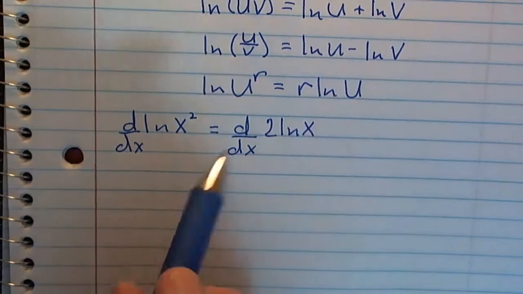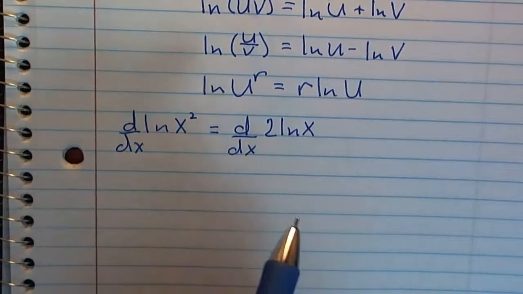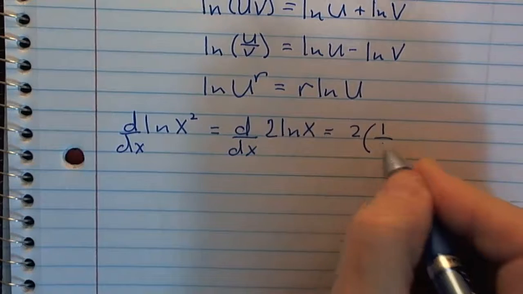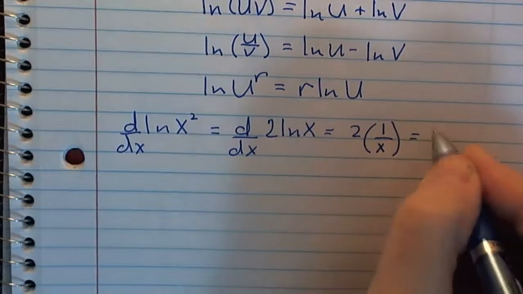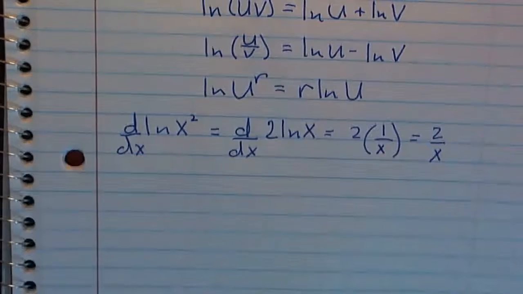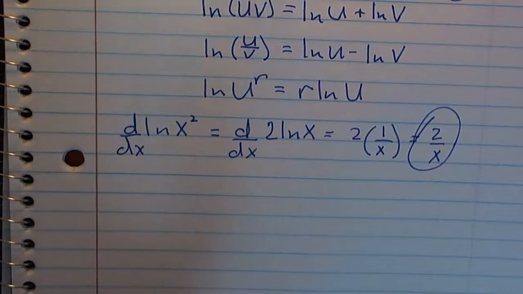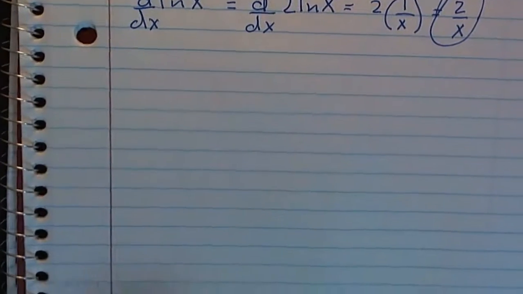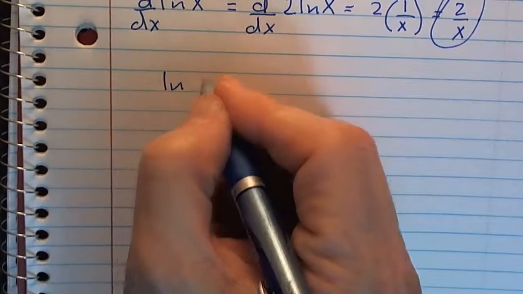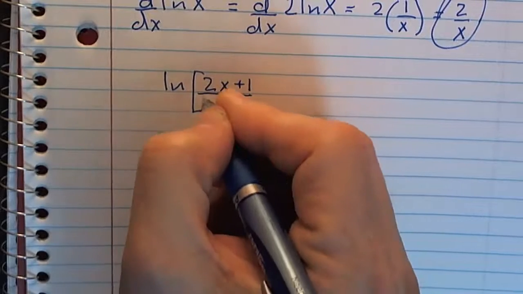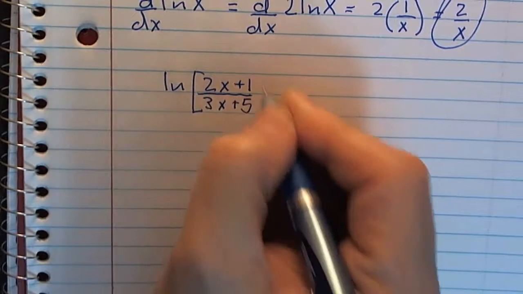Okay, now we're assuming that x is greater than 0 here. So if we do that, notice I have 2 times 1 over x, and I get 2 over x. And you notice that that's exactly the same as this. So what we're doing is we're utilizing these properties of logs to get at the derivative. So let's suppose we have the log of 2x plus 1 over 3x plus 5, something like that.